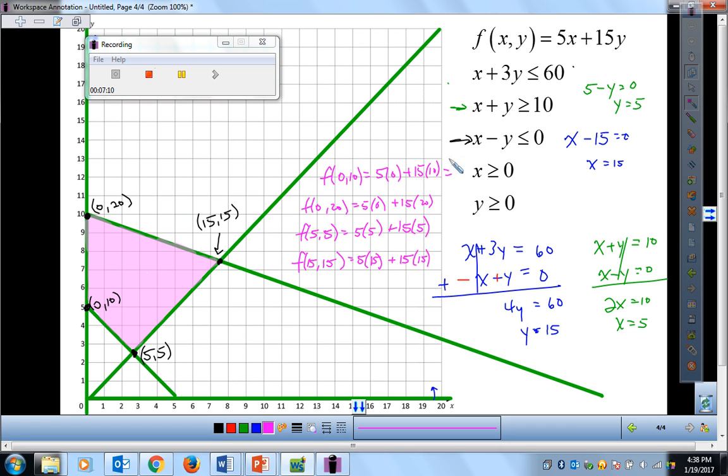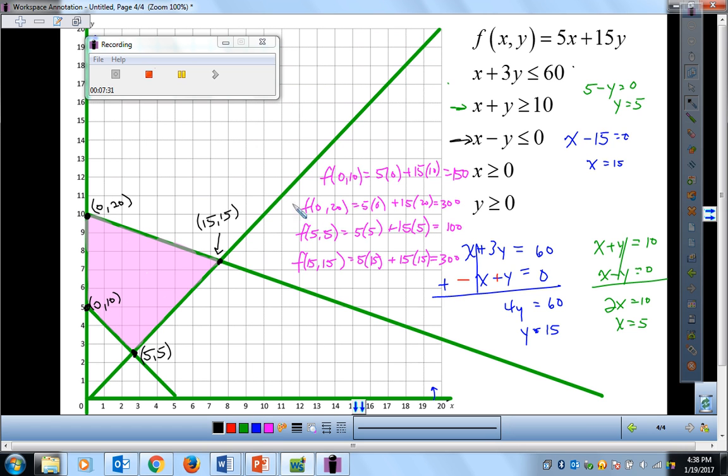So going through here, 5 times 0 is 0, 15 times 10 is 150. 5 times 0 is 0, 15 times 20 is 300. 5 times 5 is 25, 15 times 5 is 75. So 25 and 75 gives us 100. And 5 times 15 is 75 plus 225 gives us another 300.